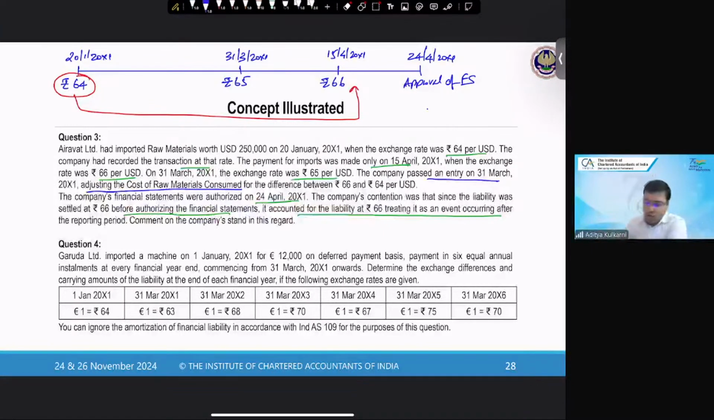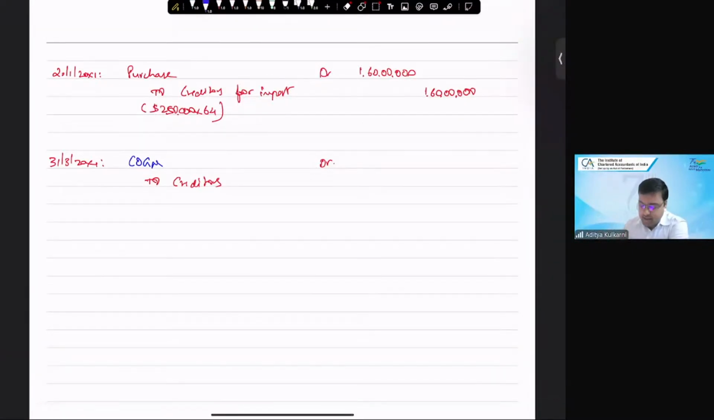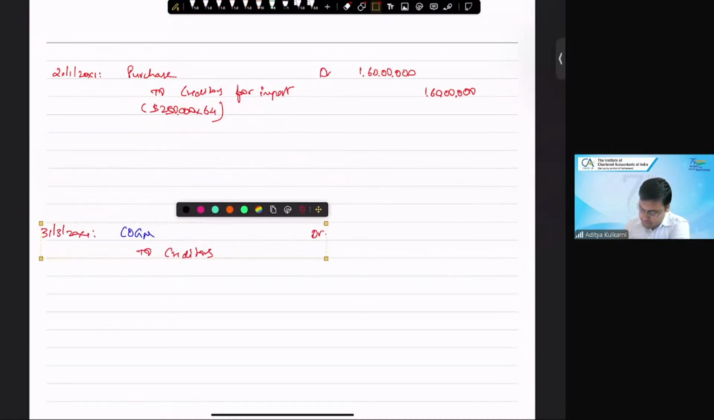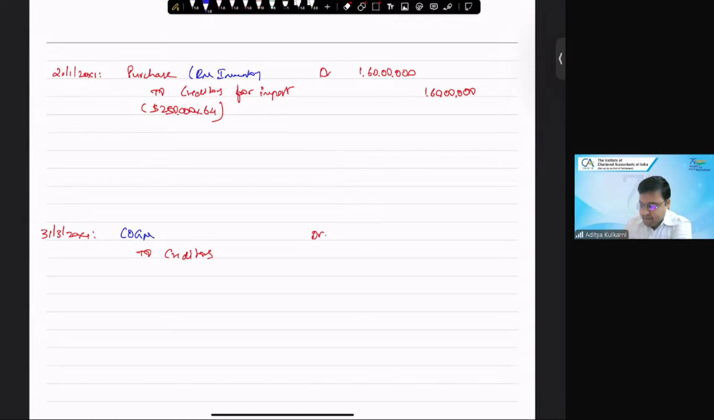So what would have happened is purchases would have happened. What happens is this purchase, essentially in your ERPs, goes in as raw material inventory. It hits the inventory. There is no purchase account as such. It hits the raw material inventory. Yes, sir, inventory comes in.